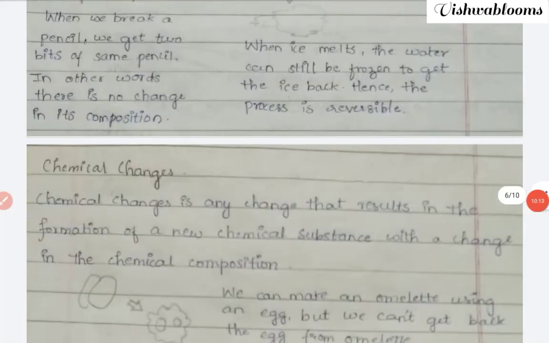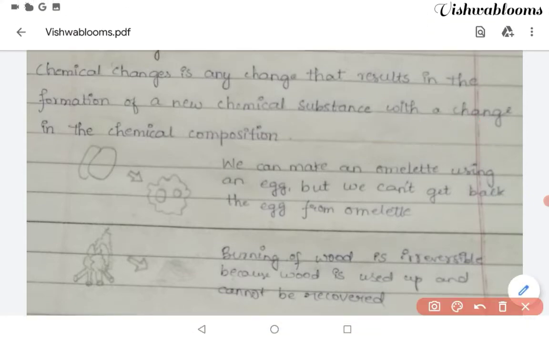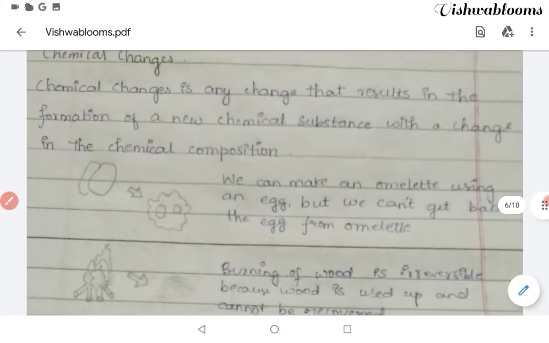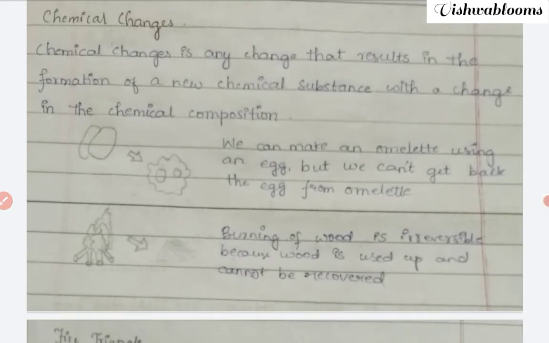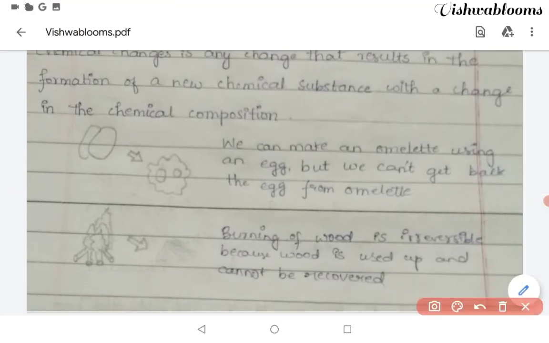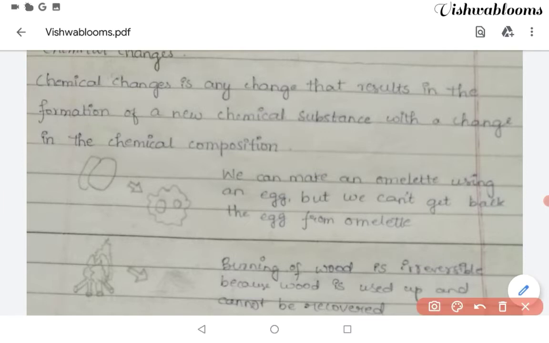Next, moving on, chemical changes, just the opposite, right? So this is irreversible, as you know, right? Chemical changes are the ones that result in the formation of new chemical substances, and they lead to a change in chemical composition, as we know this already. Now let's take two examples, which we have on the screen.